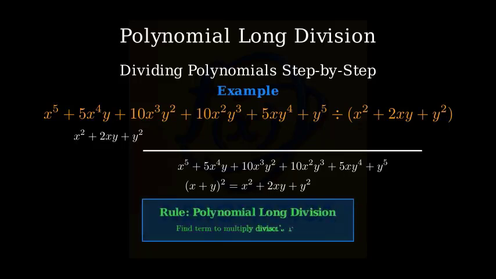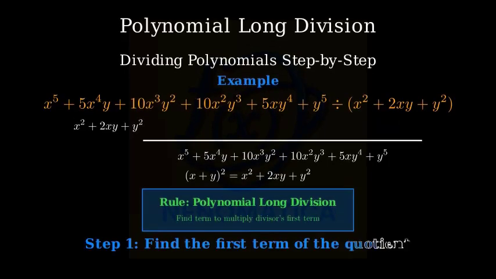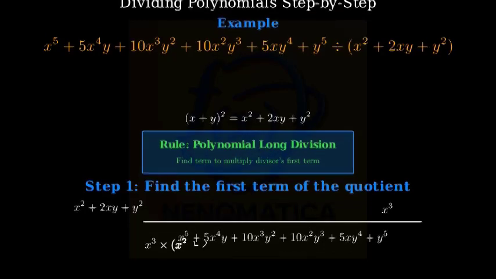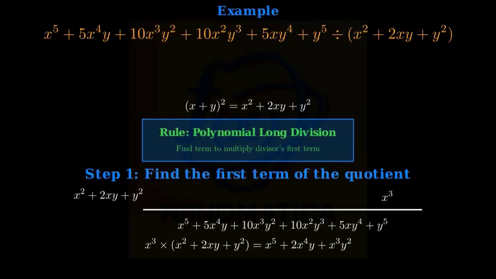First, we determine what term we need to multiply the first term of the divisor, which is x squared, to get the first term of the dividend, which is x to the fifth. We need to multiply x squared by x cubed to get x to the fifth. So our first term in the quotient will be x cubed. Now, we multiply the entire divisor by x cubed.